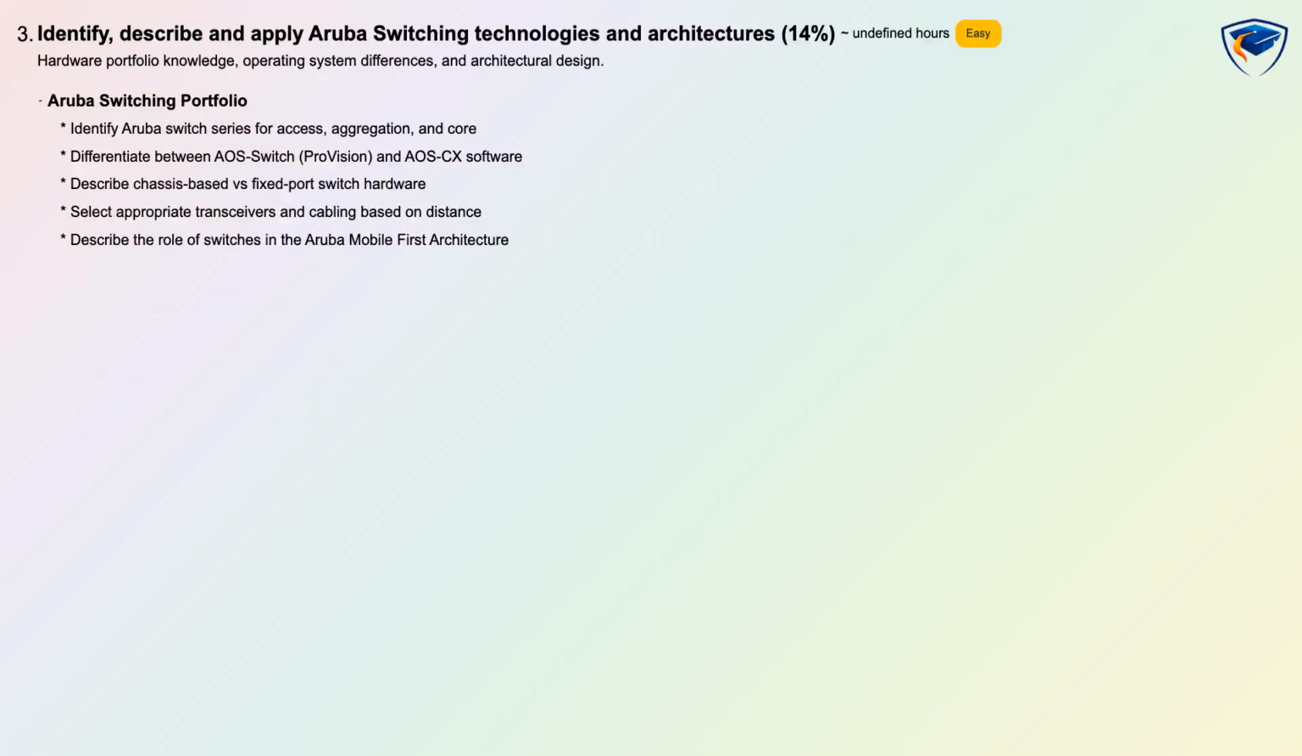Identify, describe and apply Aruba switching technologies and architectures is weighted at 14%, is easy, and recommends about 10 hours of study with conceptual and scenario-based assessment. In this domain you will learn to identify Aruba switch families for access, aggregation and core roles, and to differentiate between AOS switch, often called Provision, and the modern AOS-CX operating system. You will understand chassis-based versus fixed-port hardware choices and how to select appropriate transceivers and cabling for distance and media. You will also learn how switches fit into the Aruba mobile-first architecture and how those design decisions affect deployment choices.